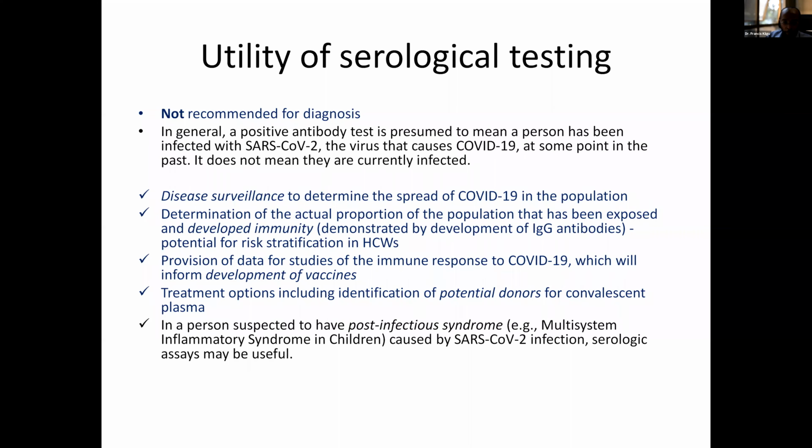It can also be used for generating data with regards to the immune response to COVID-19, which may be useful in development of vaccines. Again, it might be useful for identifying potential donors for convalescent plasma. And in persons who develop post-infectious syndrome, for example in children, caused by SARS-CoV-2, serological tests may be useful in aiding diagnosis because at this point you don't expect the molecular test to be positive; rather, the molecular test may actually turn out to be negative in such scenarios.